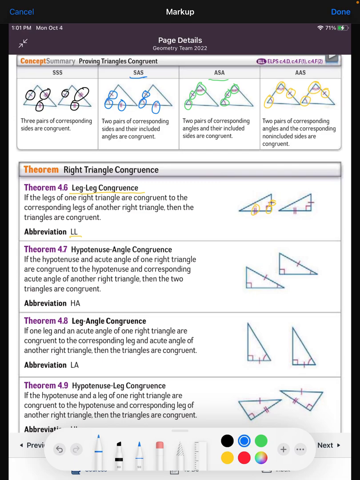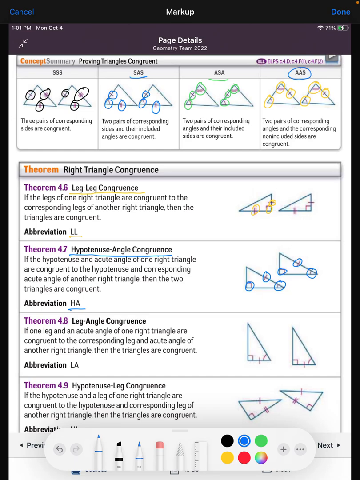The next is hypotenuse angle congruence, abbreviated HA. So it says that if the hypotenuses are equal, and an acute angle of the right triangle, so one of these other angles, is equal. We also always know that the right angle is going to be equal. Then the two triangles are going to be congruent. So this one is similar to angle angle side.